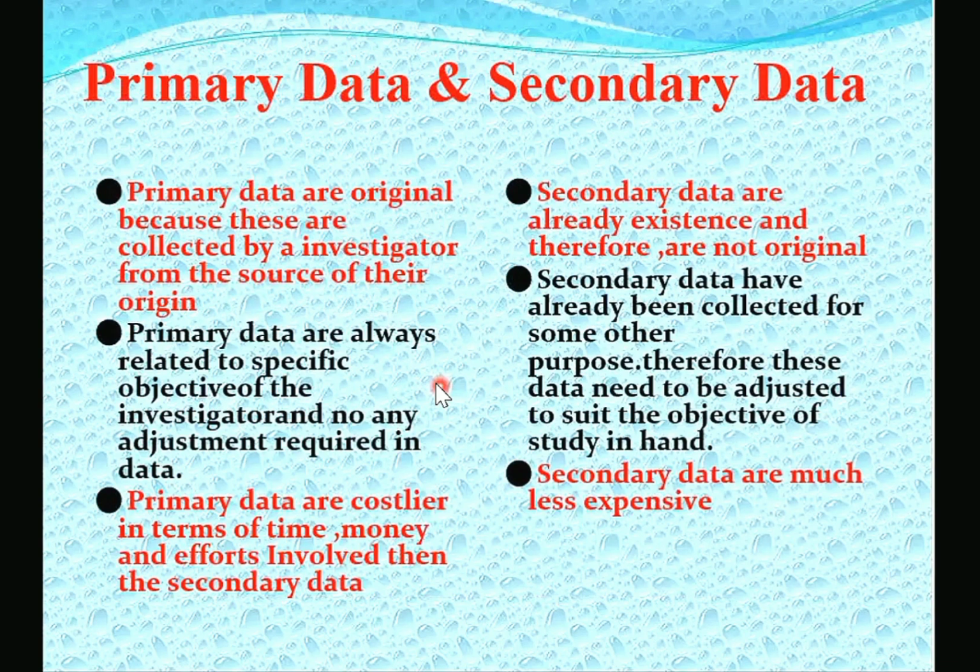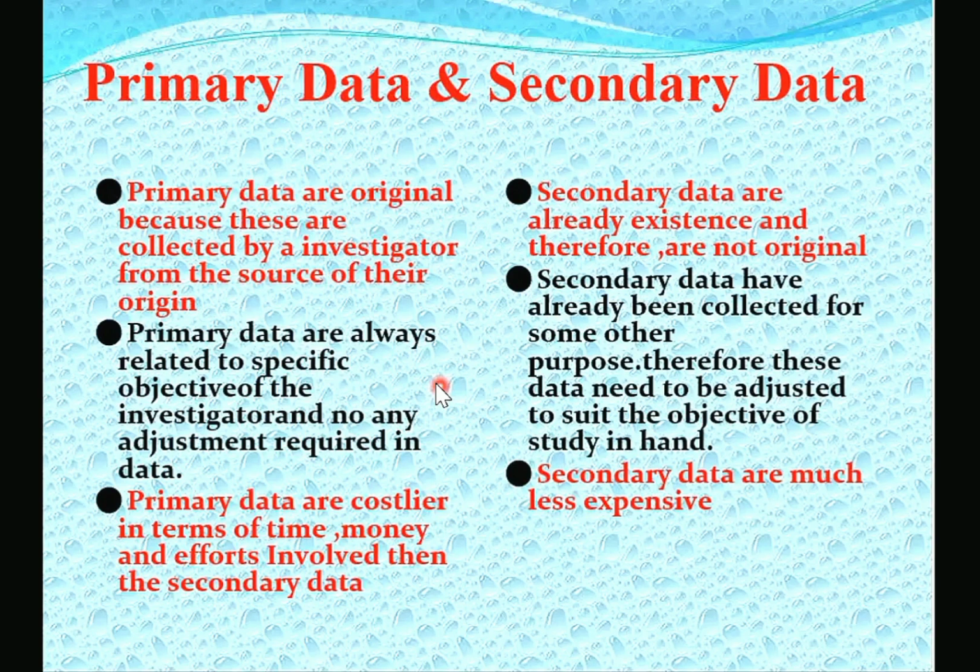Now let us discuss some of the differences between primary data and secondary data. Primary data are original because these are collected by an investigator from the sources of their origin for the first time. And that's why they are real, accurate data. Whereas secondary data are those data which already exist. They were already collected by some institutions, people, or departments, and that's why they are not original in nature.